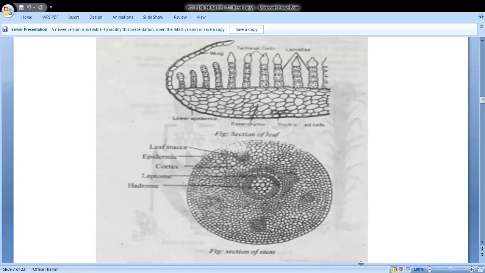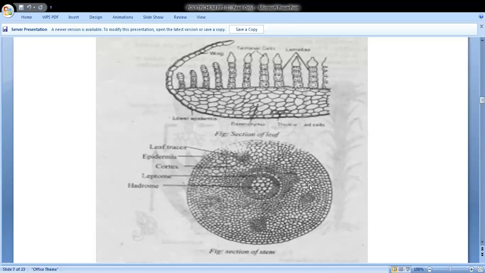The outer layer is called epidermis, and inner to the epidermis is called cortex. The parenchymatous part below the epidermis is called cortex. 3 zones of thick-walled cells are present in the cortex. These are called hypodermal strands. The ends of these strands gradually narrow into what are called radial strands. See here, these are the radial strands. Okay, in between, below the epidermis, these radial strands are observed in the cortex region.